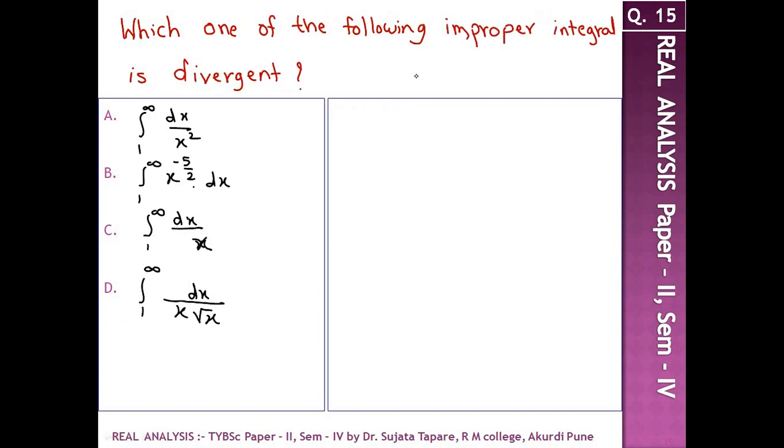Which one of the following improper integrals is divergent? All are improper integrals of the first kind. So which one is divergent? When p is equal to 1 or less than 1. Here p is greater than 1. If I shift the term to the denominator, p is greater than 1, so these are convergent. Over here p is equal to 1, so this is divergent, and over here x is raised to 3 by 2, so p is greater than 1, it is convergent. So the correct option is C.